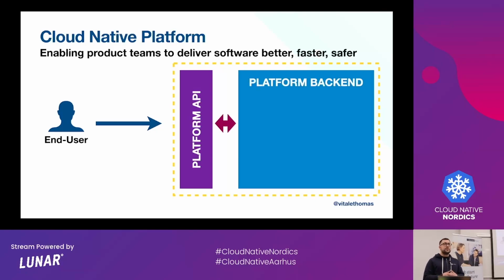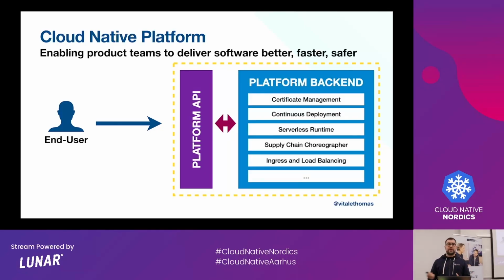And we usually split up the backend in terms of capabilities. We can have different capabilities in our platform backend. For example, certificate management, continuous deployment, load balancing. And today I want to start our journey by focusing on one of these capabilities and, in general, how can we implement and package a capability for being part of a platform.